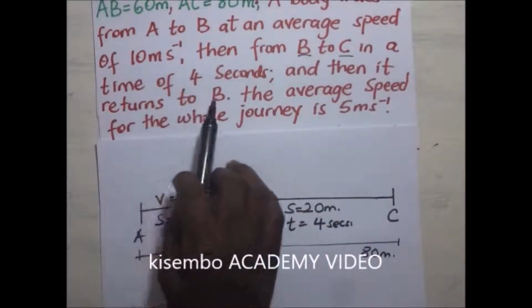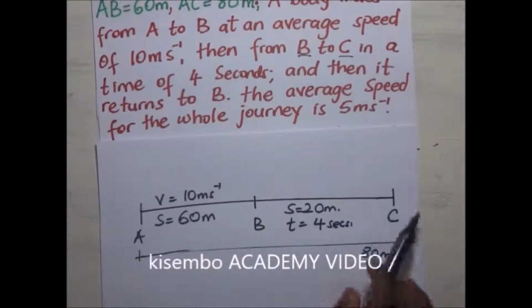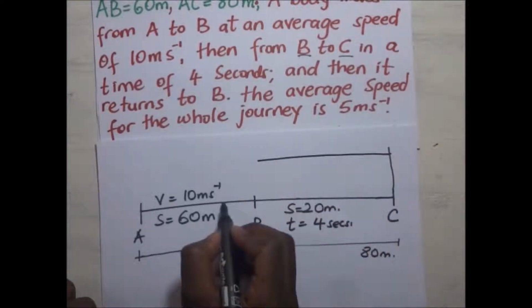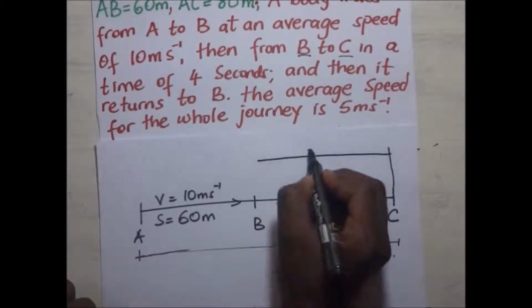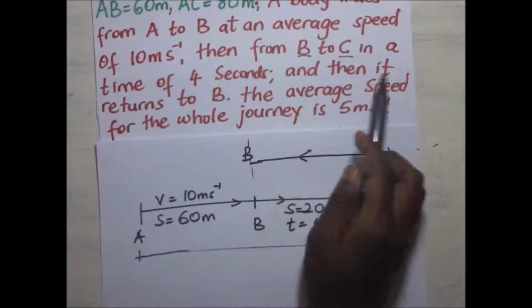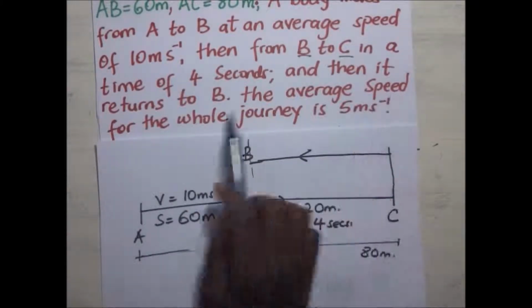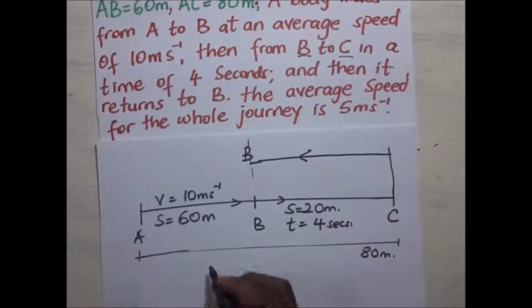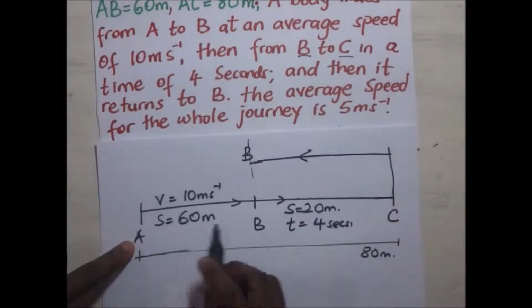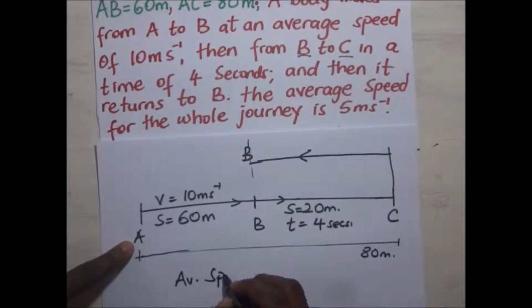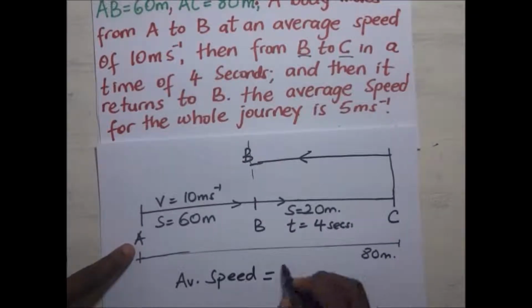And then it returns to B. So it means after moving to C, it comes back and returns to point B. The average speed for the whole journey is 5 meters per second. So it means that average speed to move from A, B to C, then back to B is 5 meters per second.